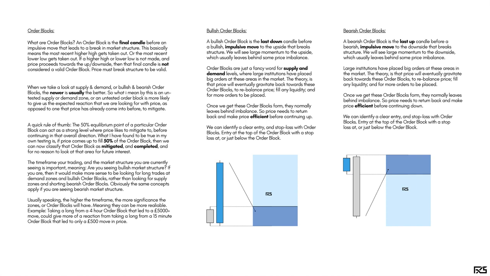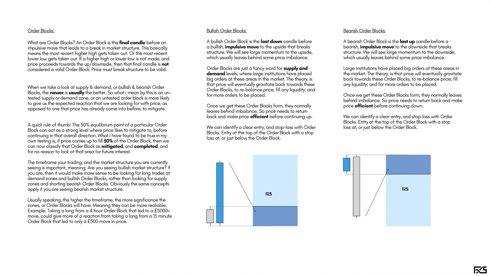Okay, so now order blocks. A bullish order block is the last down candle before a bullish impulsive move to the upside that breaks structure. We will see large momentum to the upside, which usually leaves behind some price imbalance. Not always, but it can, and we will get into imbalance in upcoming videos, so don't worry about that.